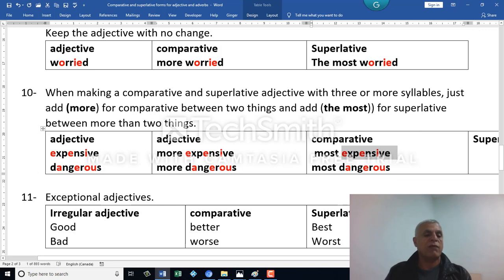If you look here, we have dangerous. Then it's more than 2, we could say 3. Then we add more dangerous, then most or the most dangerous. If you look here, we don't change, the adjective stays the same. If they are more than 2 syllables, then we just add more or most, or the most.